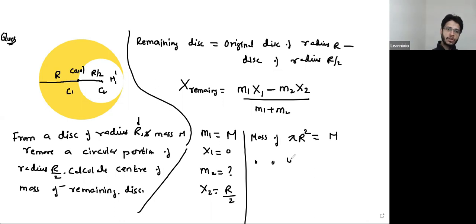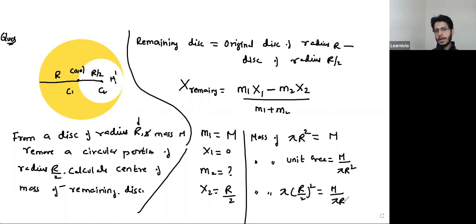You can calculate mass of unit area. That comes out to be m by pi r square. Then you can calculate the mass of this disk of radius r by 2. So pi r by 2 square is m over pi r square multiplied by pi r square by 4. This is what we call m2. Pi to pi cancel. So this m2 is just m by 4. Now, this would be your homework to substitute the values of m1, m2, x1 and x2 here and get the center of mass of the remaining disk.